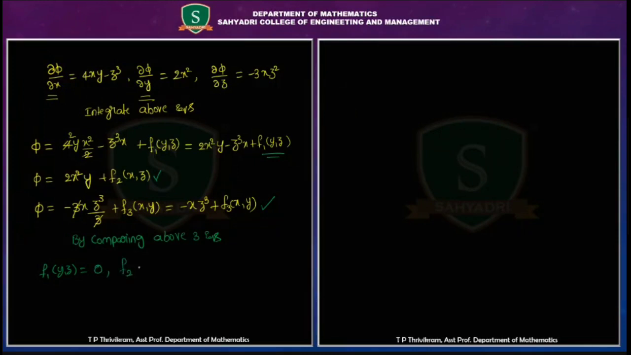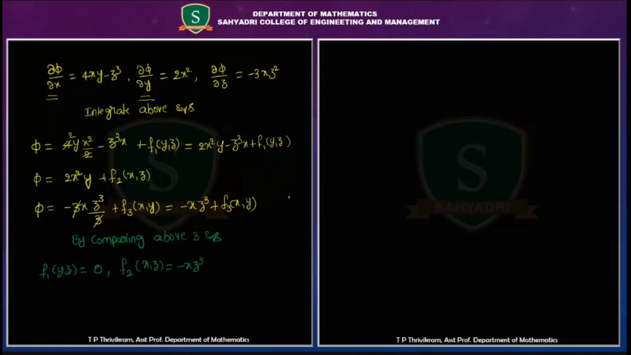Next, f2 of x comma z. You have to search for an xz function in these two equations. It is there, sir. xz cube, here also xz cube is there. So this value must be minus xz cube.